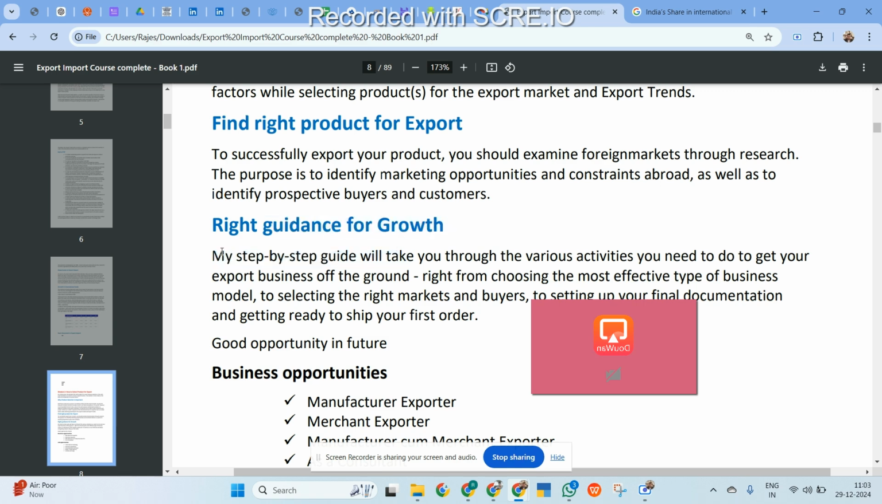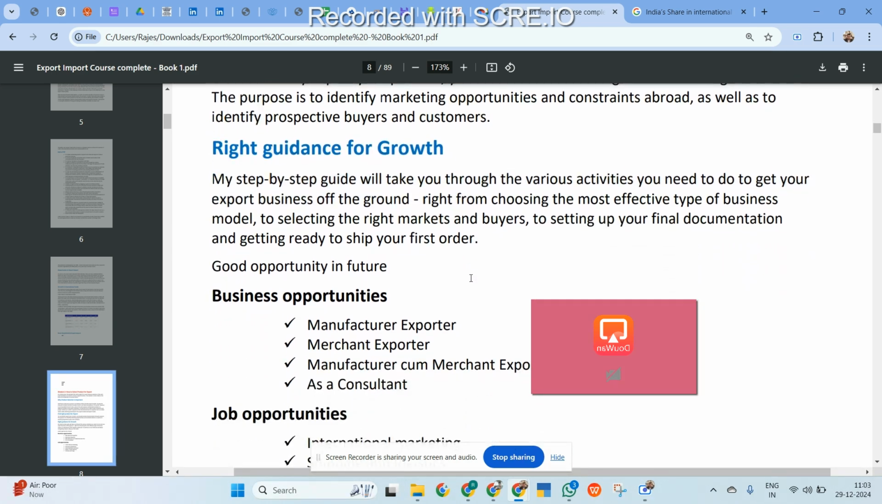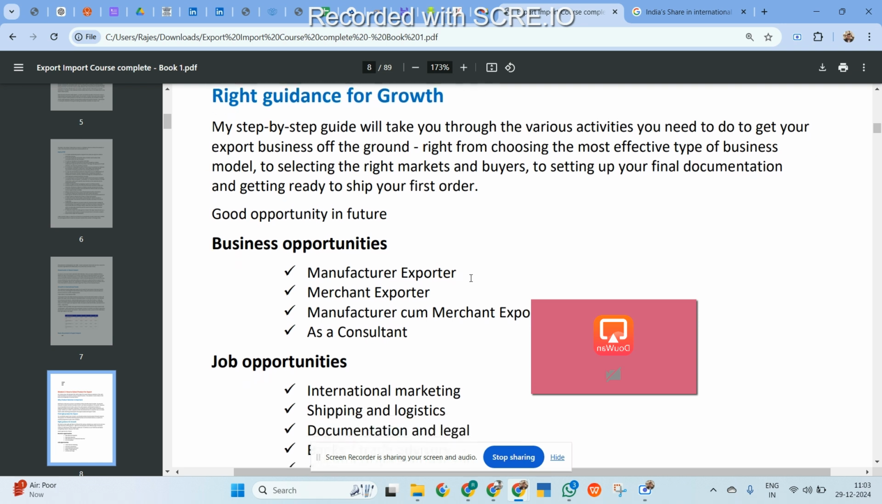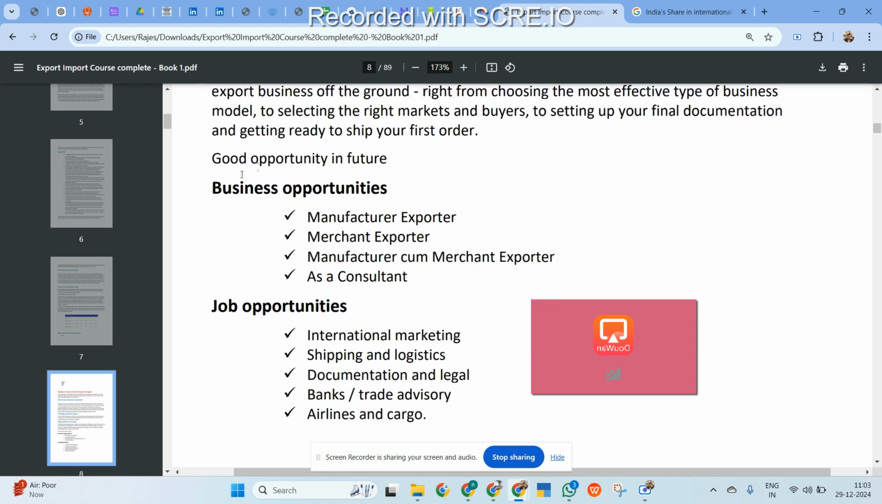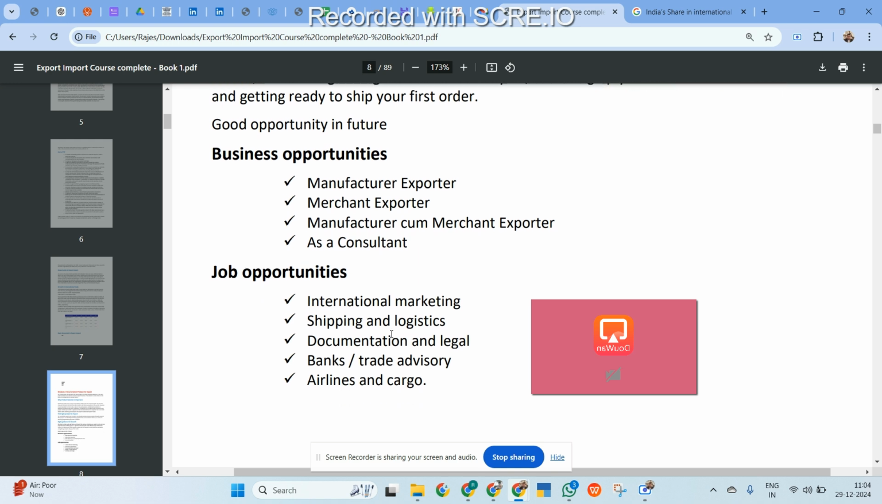Right guidance for growth. My step-by-step guidance will help you. Right guidance is most important, so I am here to help you. Business opportunity: as a manufacturer exporter, you have business opportunity. As a merchant exporter, there is business opportunity. Manufacturer cum merchant exporter. As a consultant, also there is opportunity.